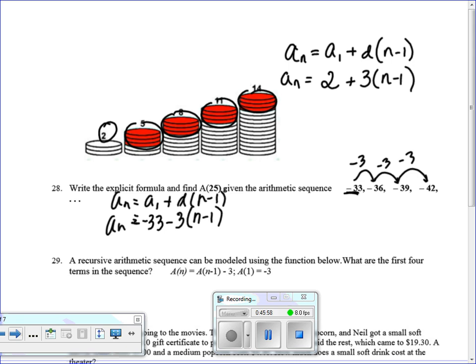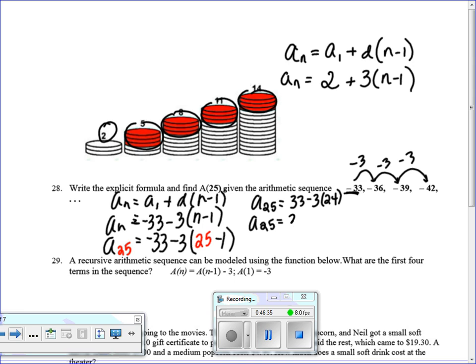Now that we have our explicit rule written, we can use that to find any term in the sequence. It just so happens that we want the 25th term. So this time we're going to substitute in 25 for n, because we know the term that we're looking for now. So we have a sub 25 equals 33 minus 3 times 25 minus 1. Okay. A sub 25 equals 33 minus 3 times 24. A sub 25 equals 33 minus 72. And then we'll subtract. So a sub 25 equals, this gives us 9, okay, negative 39.